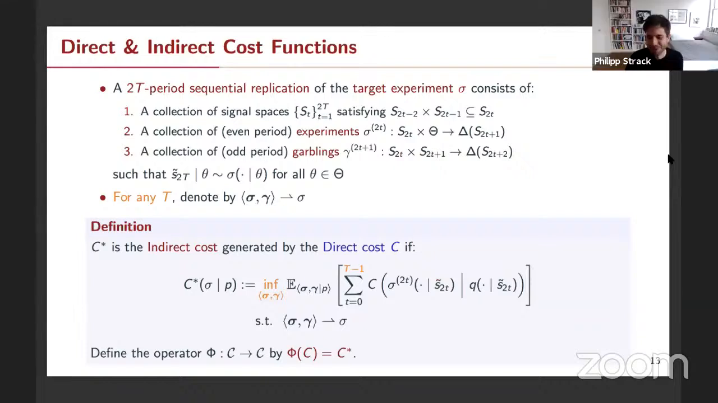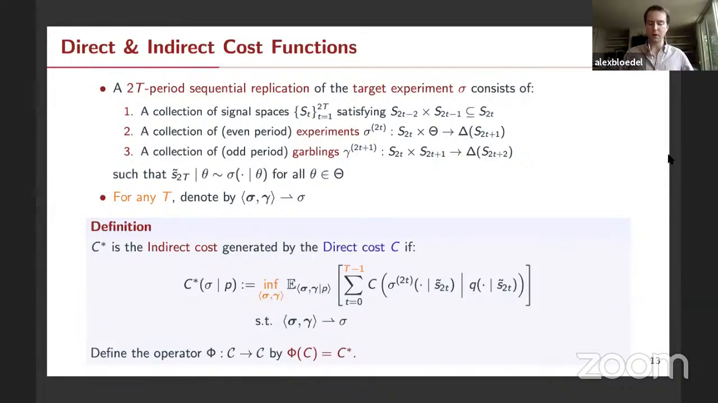Okay. Could I ask one question about the garblings? Yes, please. Could you explain a little bit more why they're necessary? And would they be necessary if you impose something like Blackwell monotonicity on the cost? Perfect. Yeah, so I was going to get to this on the next slide, but I'll just answer now. So these garbling rounds are going to be necessary to guarantee that the indirect cost is Blackwell monotone, meaning that it's weakly increasing in the informativeness of experiments.